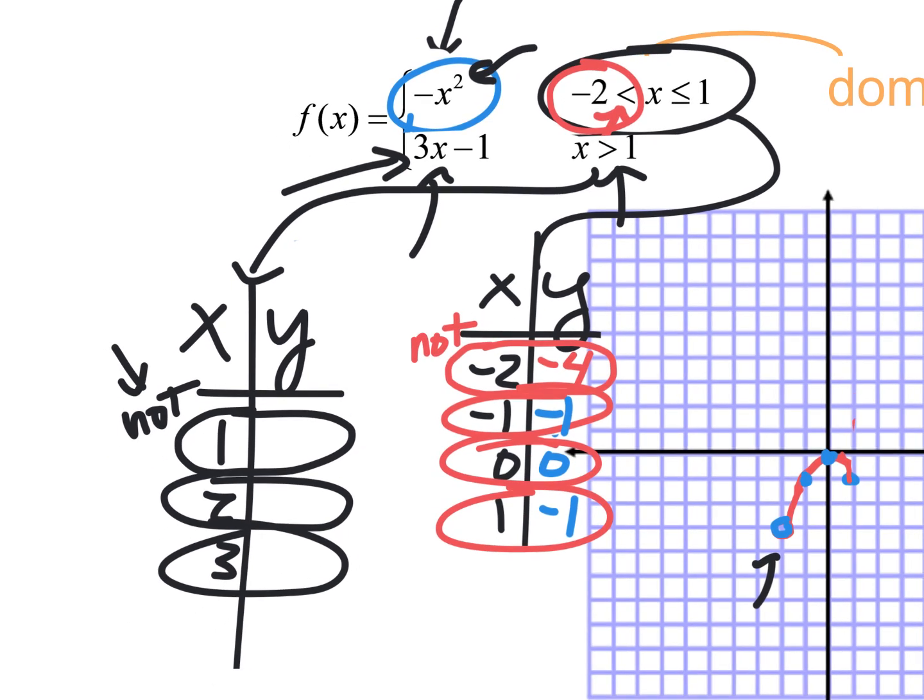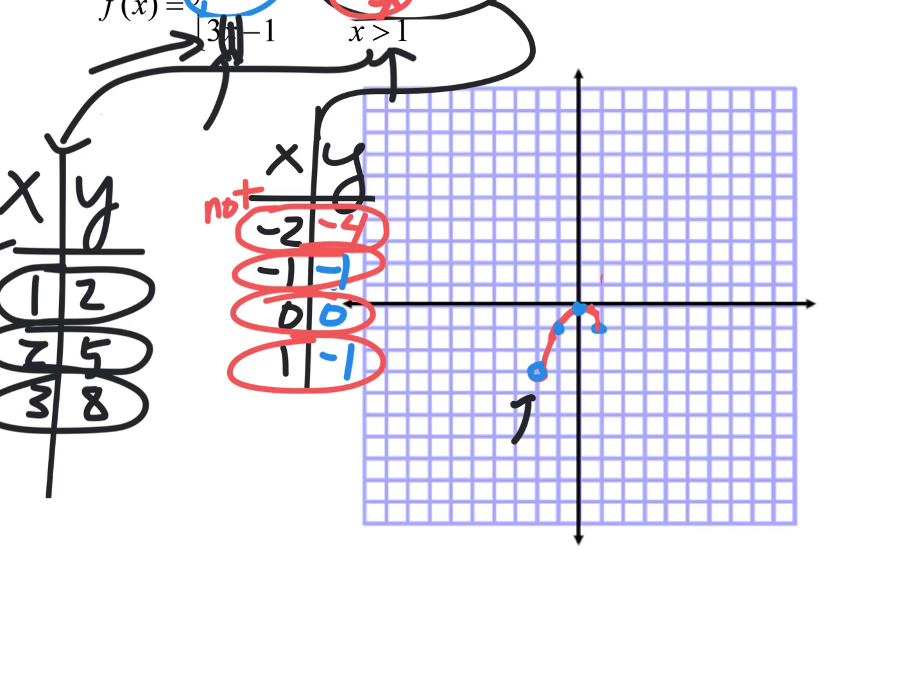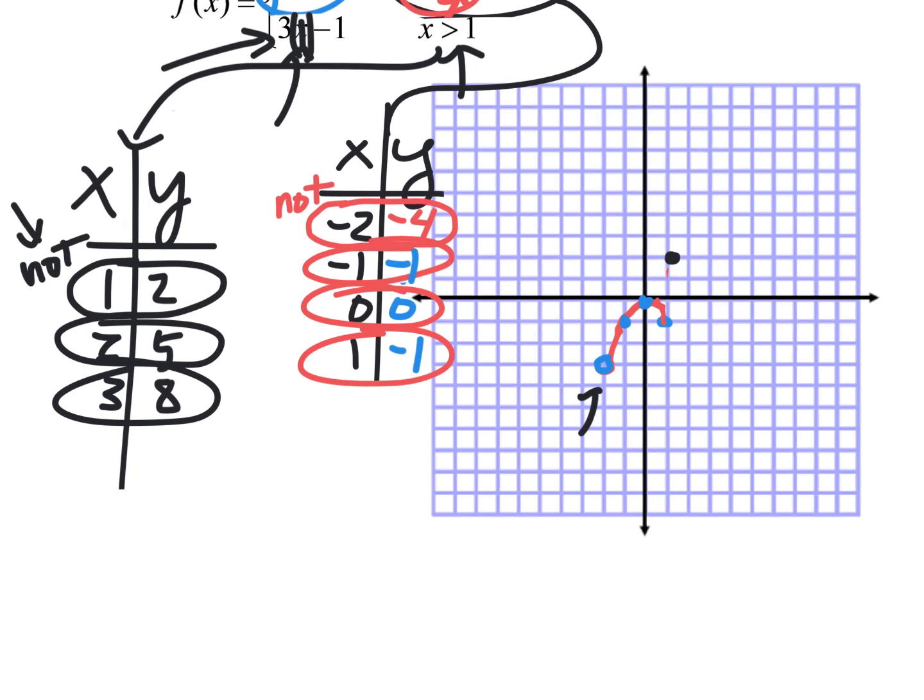We stuck in a 1, and we got 3 times 1 is 3 minus 1 is 2. You stuck in a 2, and you get 6 minus 1 is 5. You stuck in a 3, you get 9 minus 1 is 8. So 1 comma 2, over 1 up 2, and that would have been a classic mistake right there. 2 comma 5, 3 comma 8.